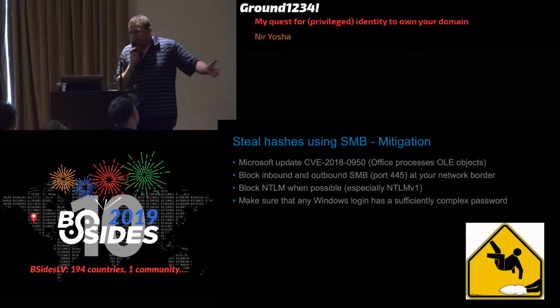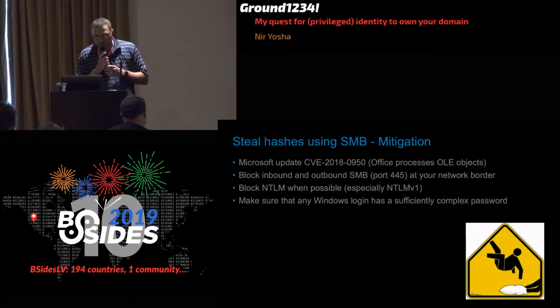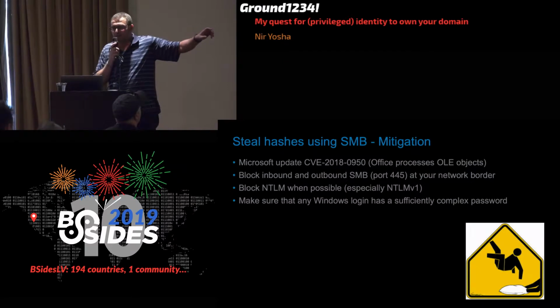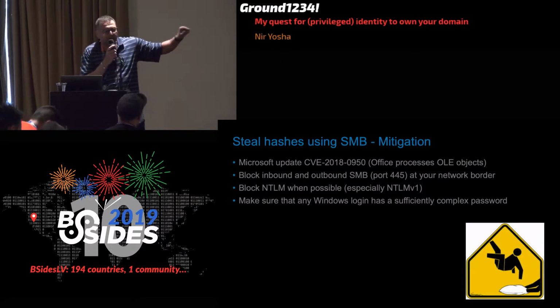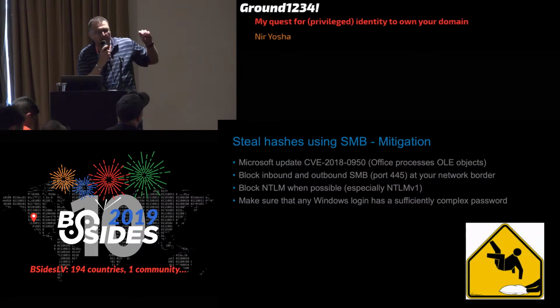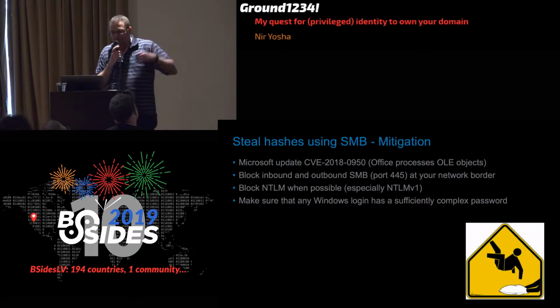So how to prevent that? Mitigation for stealing hashes is this specific Microsoft custom form has a patch. If you don't use the patch, the user doesn't even have to interact with it, and it will call up the SMB. If you have the patch, at least the users will get notification from Microsoft on that.